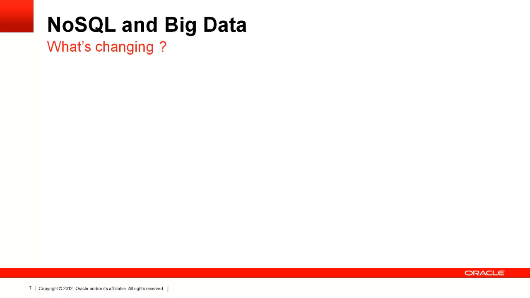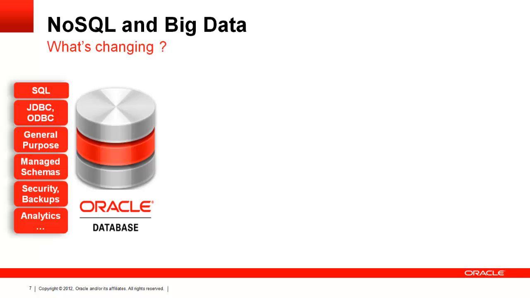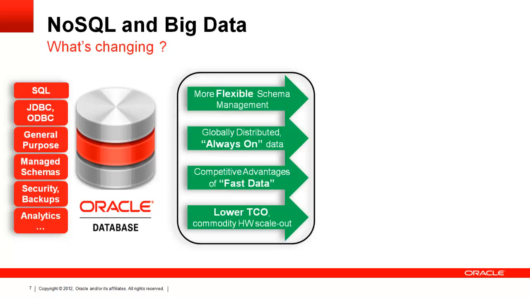So what's changing? How is it that NoSQL and big data are impacting our business today? The traditional business and traditional relational databases, that SQL type of access, have very well-defined schemas with high security access to the data, and backups and analytics and all those things that we depend upon to run the business. But as things get more competitive, companies need more flexible schema management because the kind of data that's flowing at them is fairly unstructured or semi-structured in nature.